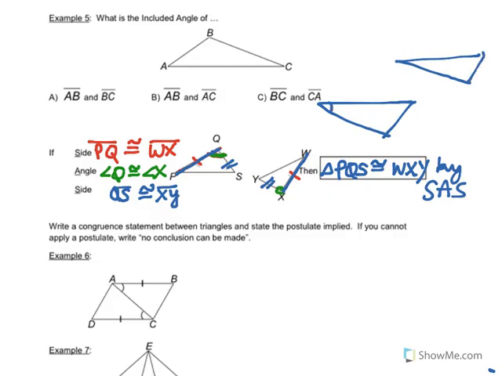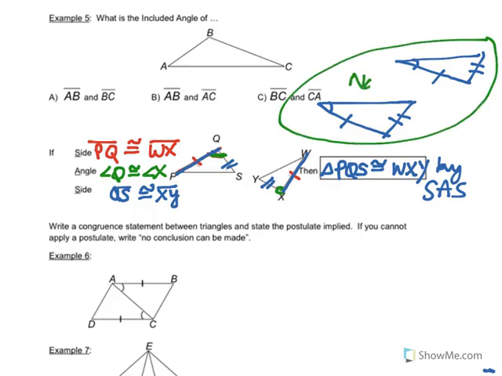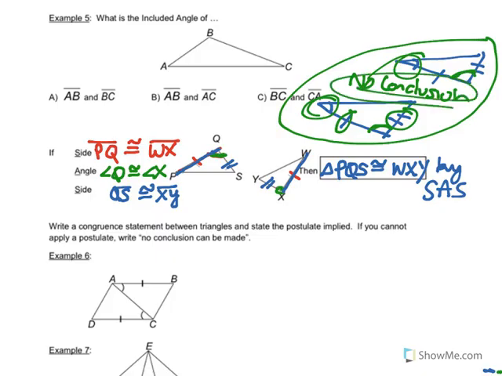Now, if I gave you a little picture that looked like this, and I have an angle, could I make the same conclusion about these two triangles right here? And the answer would be no conclusion. Why? Because even though there's two sides that are congruent and one angle, it's not the included angle. The included angle is the angle that's in between those two congruent sides, and this one here is not. So there would be no conclusion.